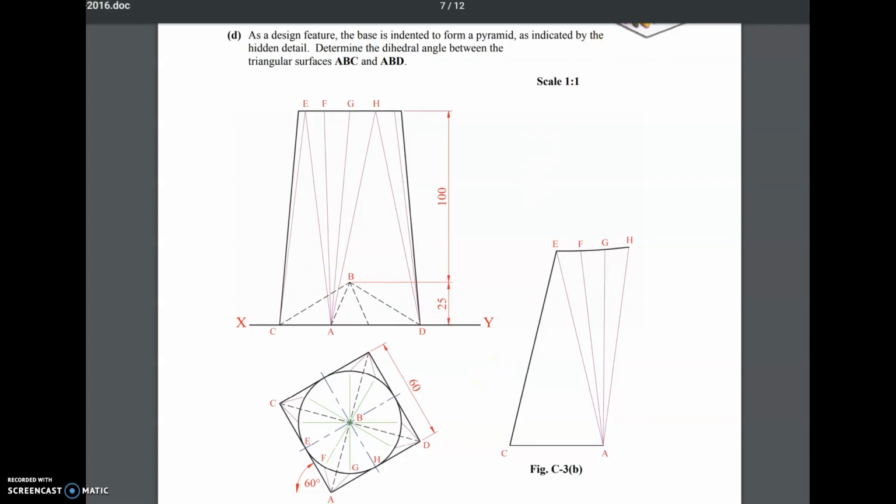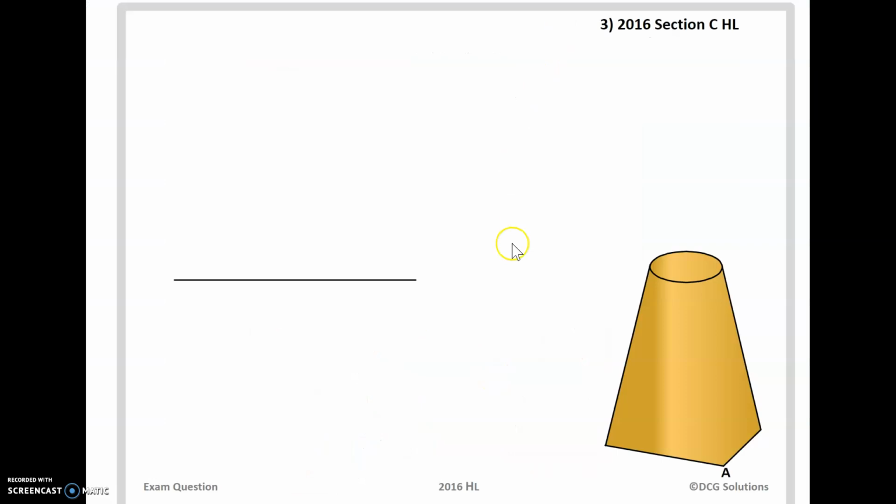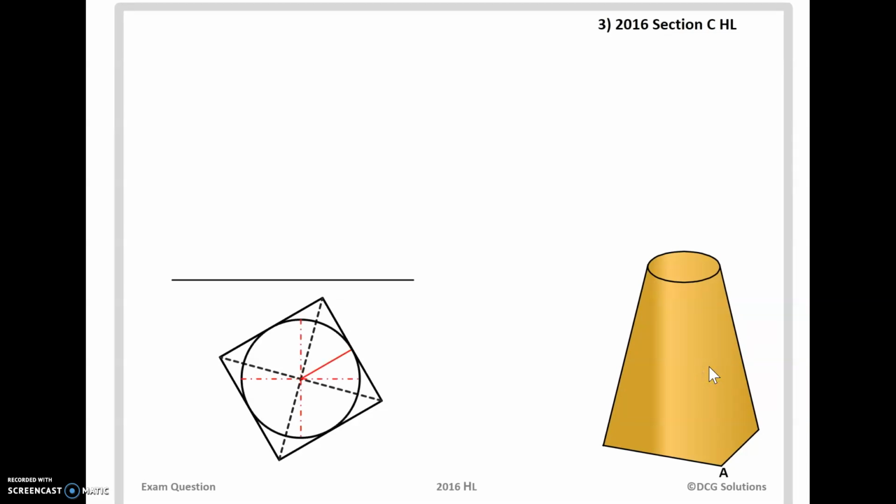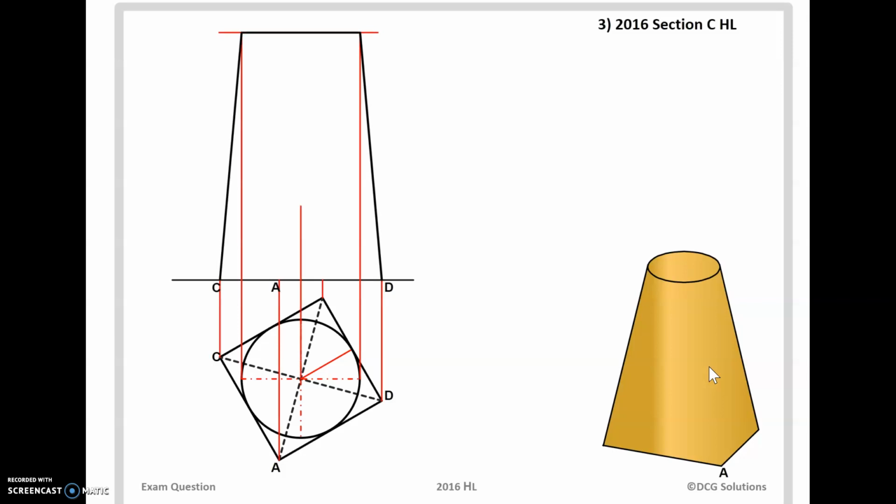Alright, so we're going to go over to the question now and we're going to answer the question. Okay, so if we look at here, we're going to draw our base. That's where we started. It's a square 60 millimeters long each side. Okay, we're going to draw our circle inside in the square then. We'll label all our points, project them up. We have our height line, so we know where our points are going to go to.